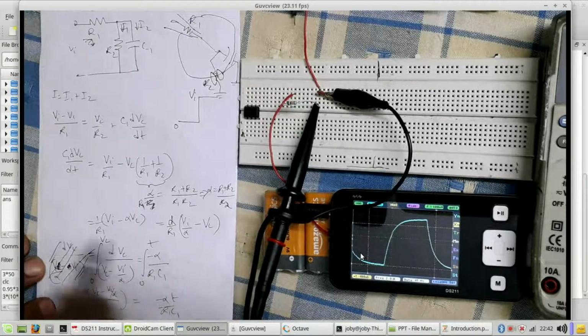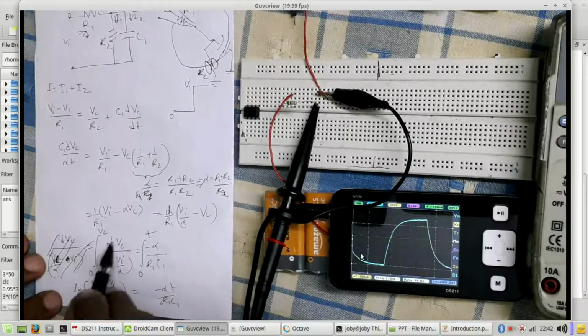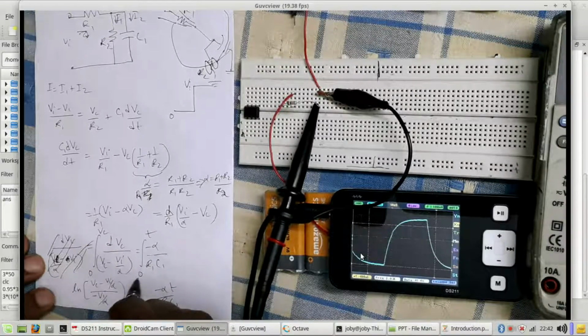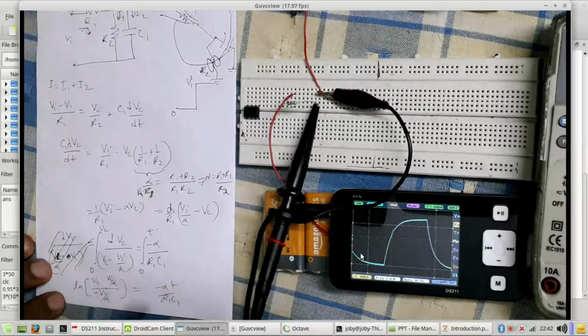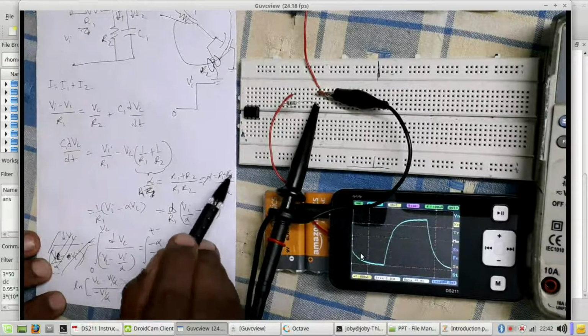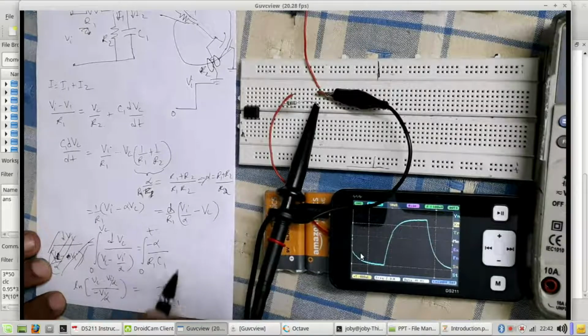If I rearrange it and write down the integral form, then you will get dVc by (Vc minus Vi by alpha) equal to minus alpha by R1 C1 dt, with the integral on the left side ranging from 0 to Vc and on the right side from 0 to t. Then you will get the solution to be of this form, right? And so what you can see is the time constant is R1 C1 by alpha. What is alpha? (R1 plus R2) by R2, which is always greater than 1.